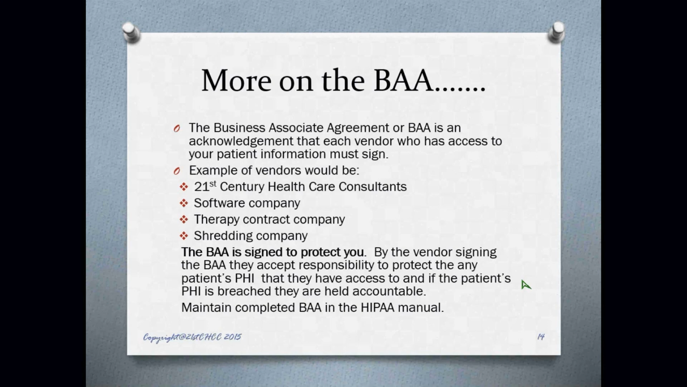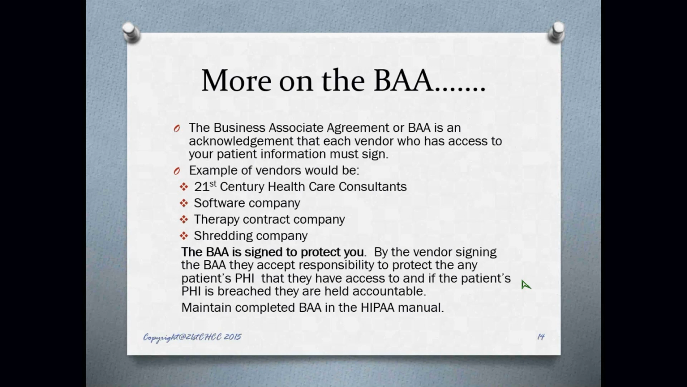One of the things also part of the HIPAA is the Business Associate Agreement, or the BAA. This is an agreement that any vendor that has access to your patient information should sign and return to you. I've given you some examples of vendors there. We're a vendor for you because we're going to be surveying and auditing your personnel charts and your patient records, excuse me. Your software company has access to all of your patient information. A therapy company would be another one. Again, they have access to your patient information. And then another one on there is the shredding company, if you decide to use a shredding company.